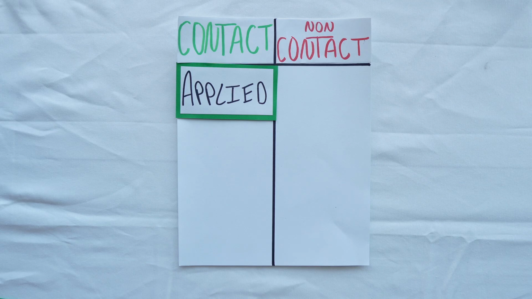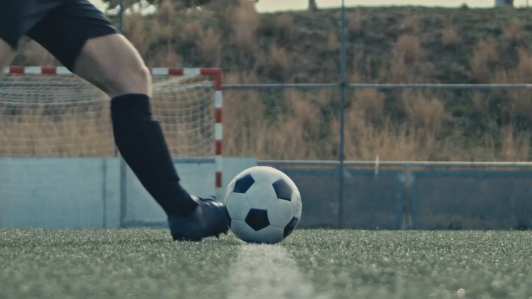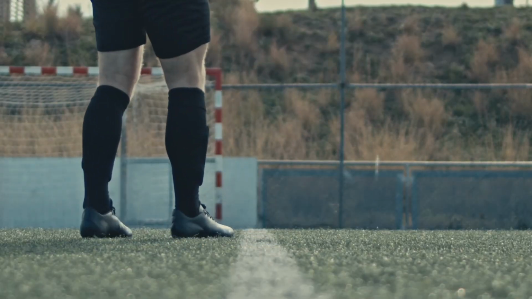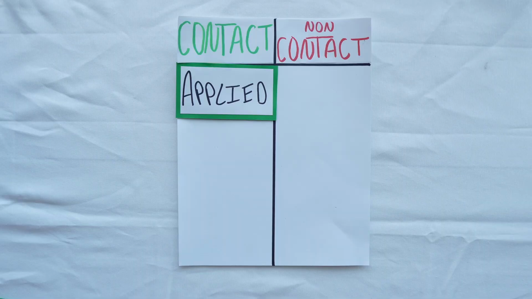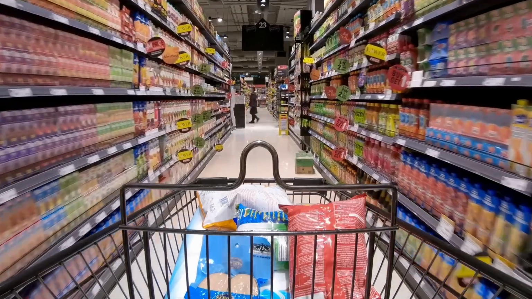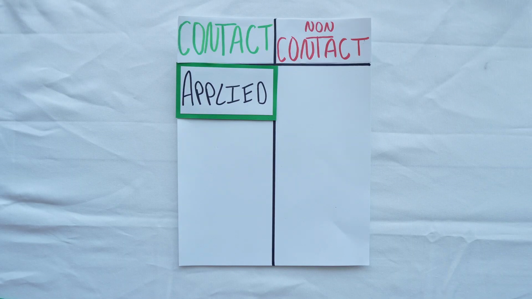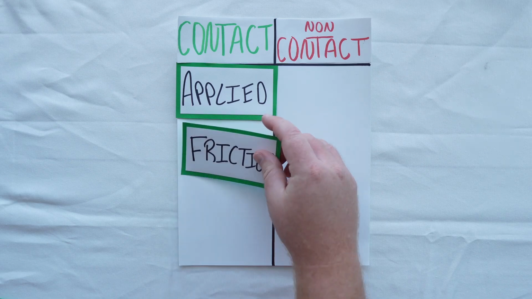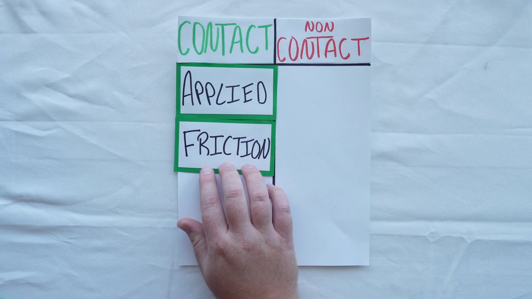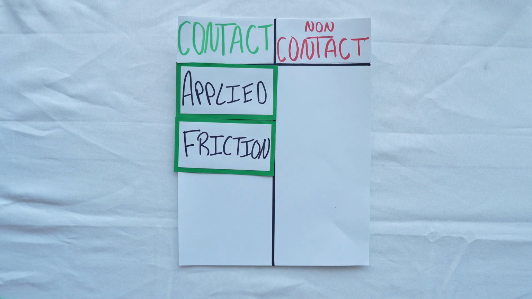Applied force is the force we are all familiar with, whether you're kicking a soccer ball, pushing a shopping cart, or even moving and clicking your mouse to press play on this video, are all examples of applied force. Friction is another contact force that works by opposing motion between two surfaces.